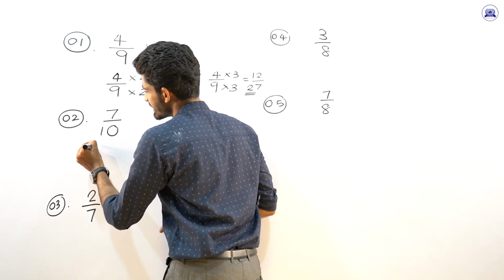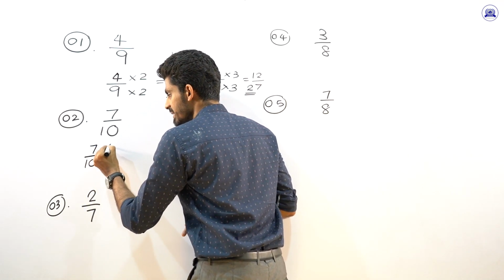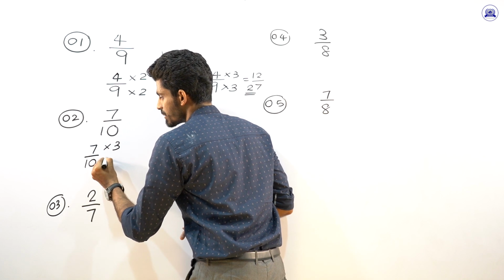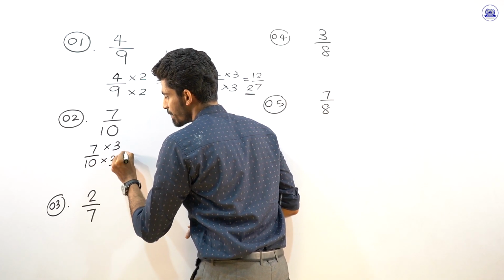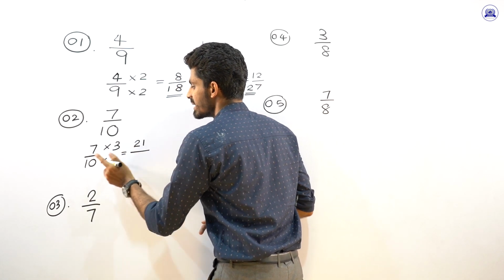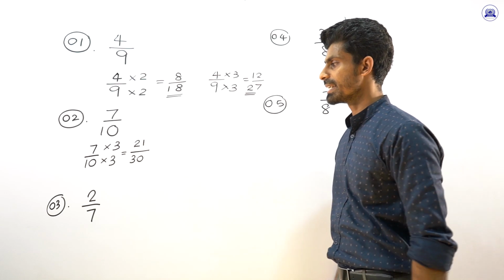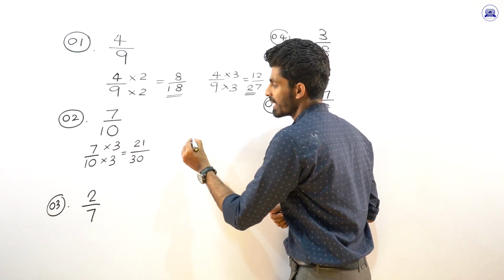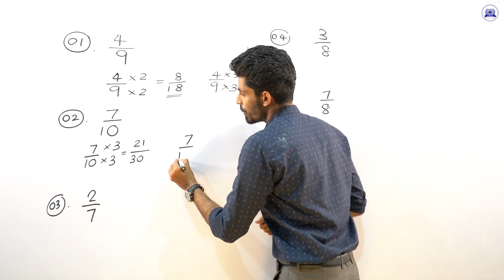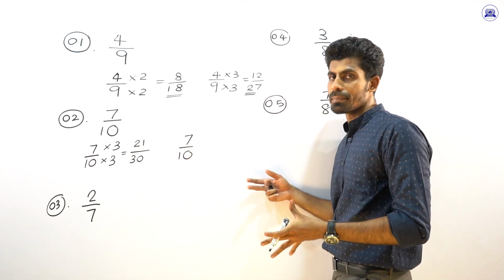Let's take 7 over 10. I'm going to multiply the numerator by 3 and also the denominator by 3. 7 into 3, 21. 10 into 3, 30. 7 over 10, you can use any number.